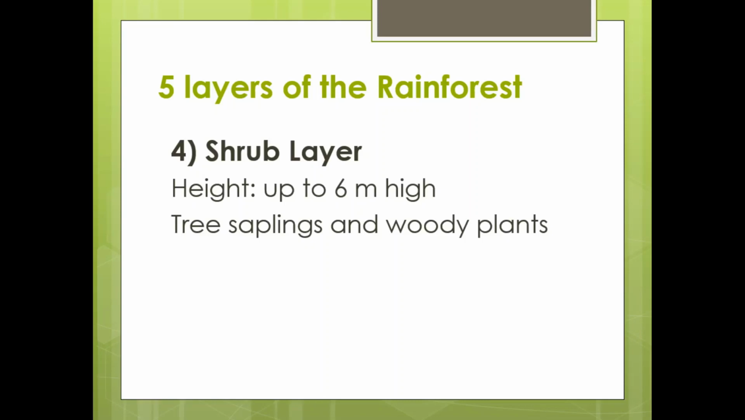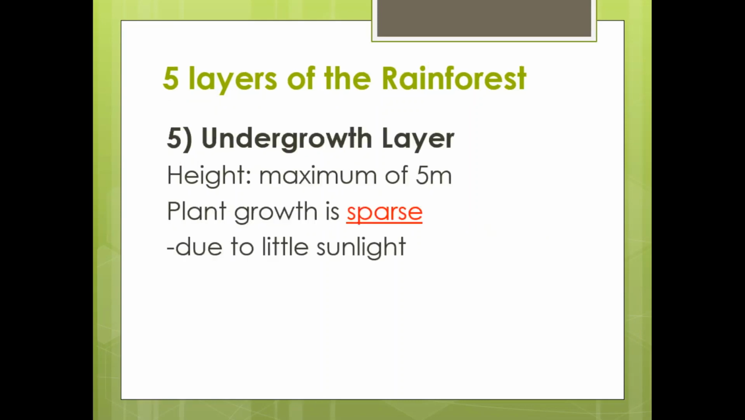Then below that is the shrub layer, and this is normally up to 6 meters high. And obviously, this particular layer receives even less sunlight. So at this layer, you do not find trees. In fact, you find plants and shrubs, like tree saplings and woody plants. Again, for the same reason, because there is not enough sunlight, they can't make enough nutrients, and so they adapt to the environment that they are in.